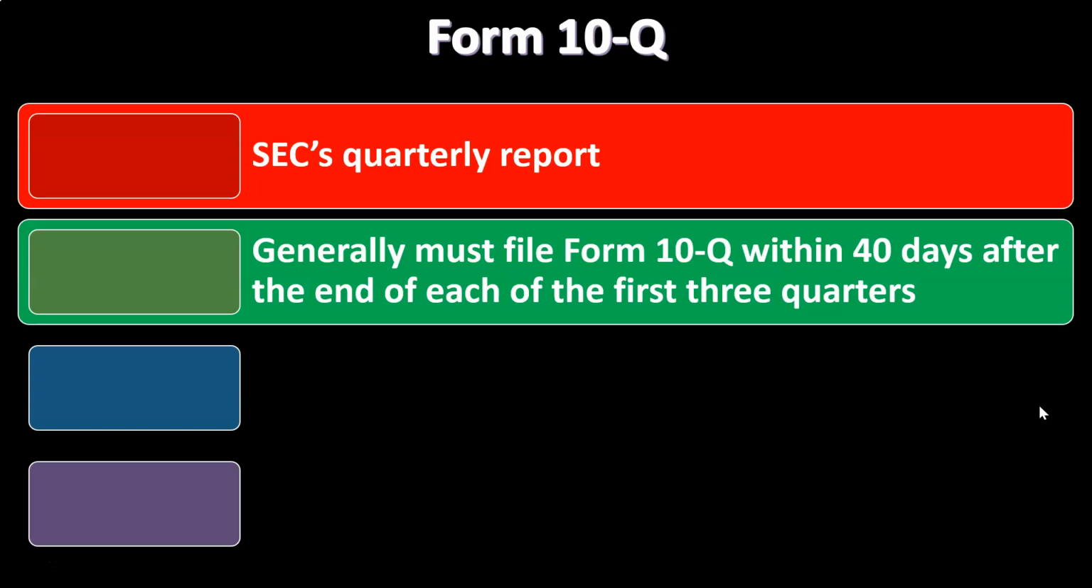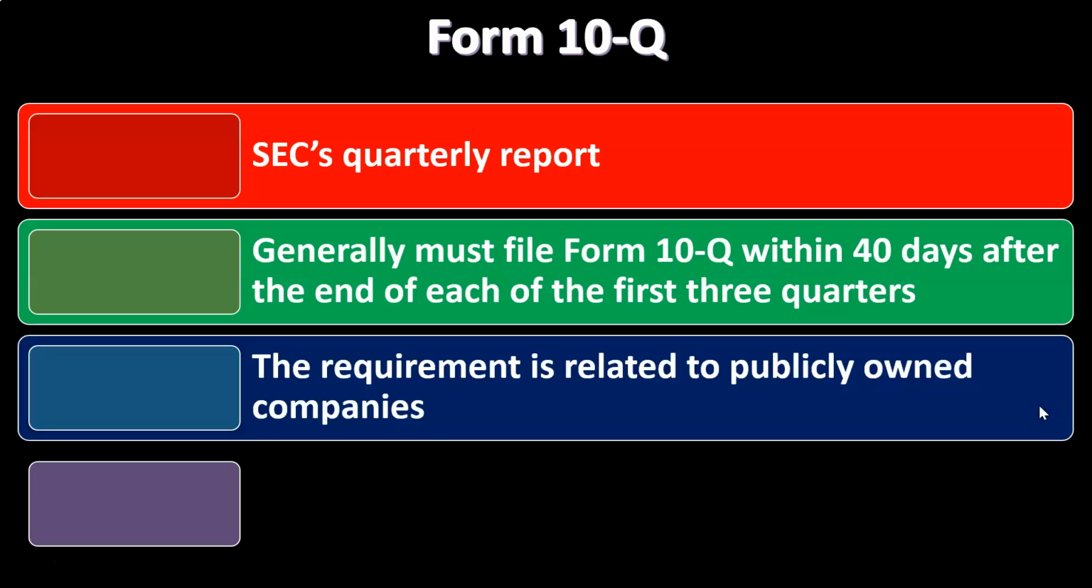July, August, September, at the end of September, and then October, November, December. Why not there? Because that's the end of the year. So you would expect to see the full thing at the end of the year in terms of the year-end reporting. The requirement is related to publicly owned companies. So once again, we're talking about companies that are trading on the stock exchange.